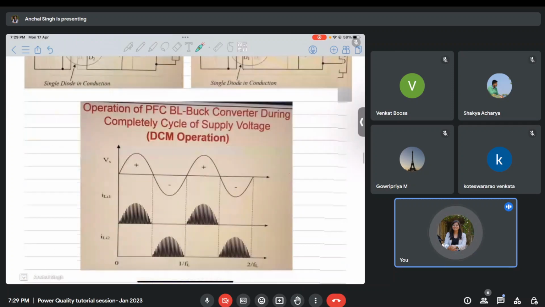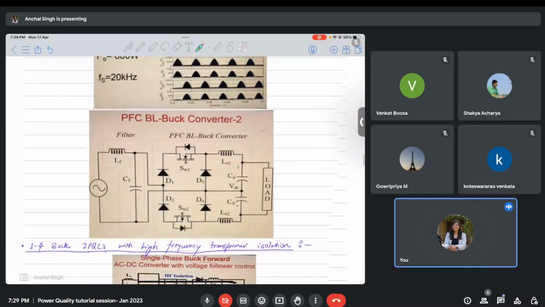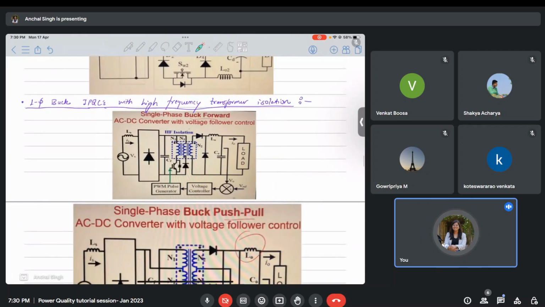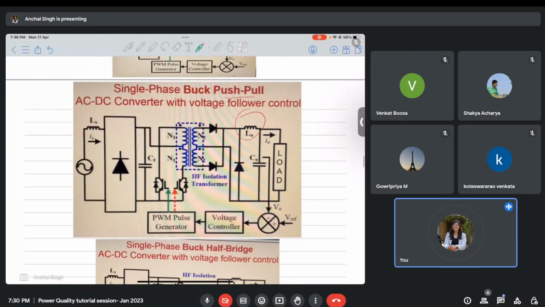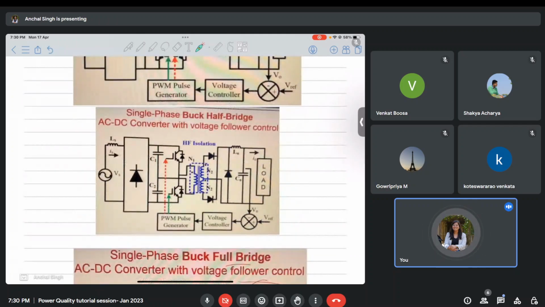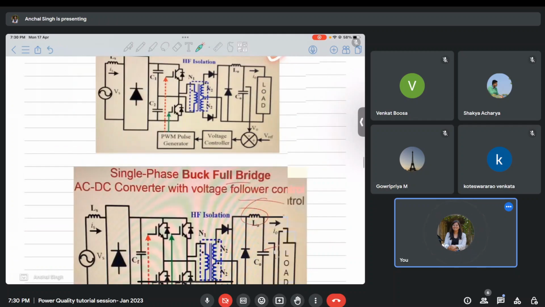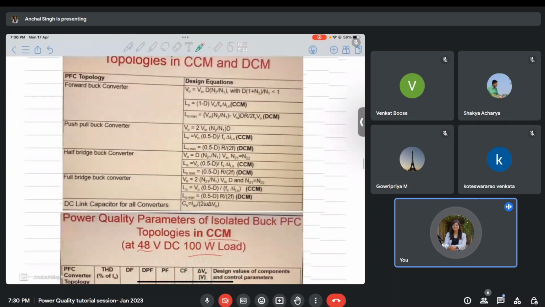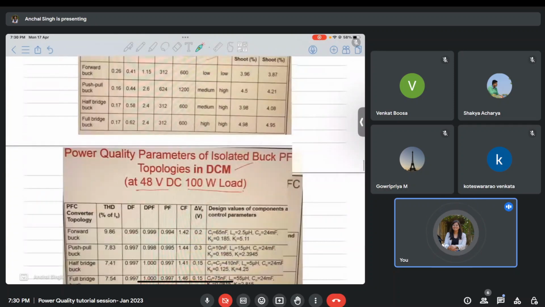Then these are other topologies possible for bridgeless configuration. This is another bridgeless configuration. Then this is a transformer isolated configuration. Then this is transformer isolation based on push-pull converter. Transformer isolation based on half bridge converter. Transformer isolation based on full bridge converter. So don't get overwhelmed with these things. These are just a few comparison tables.